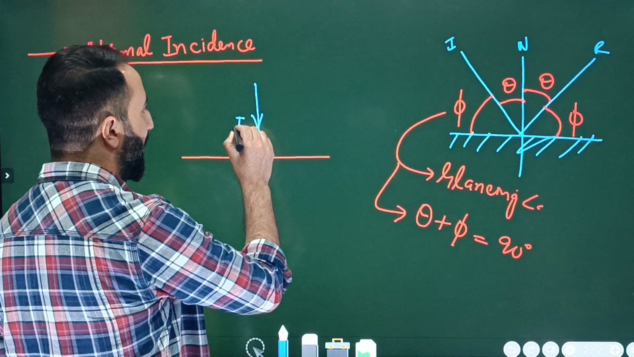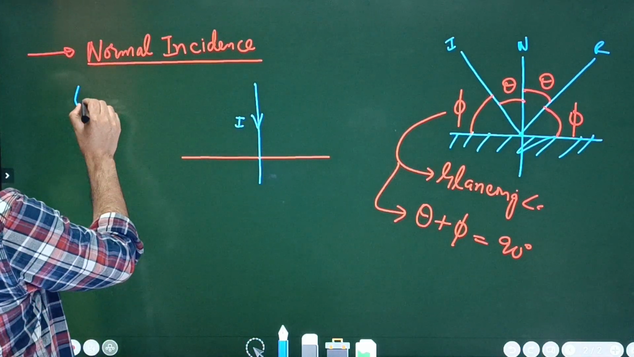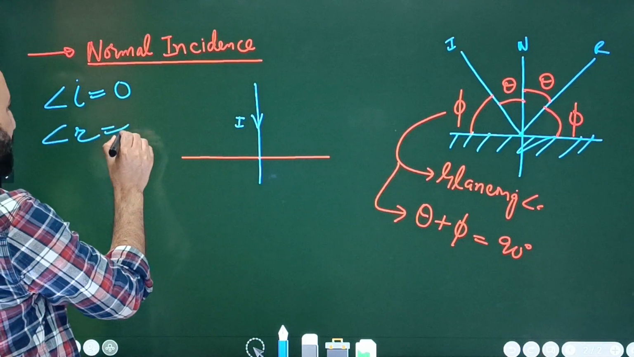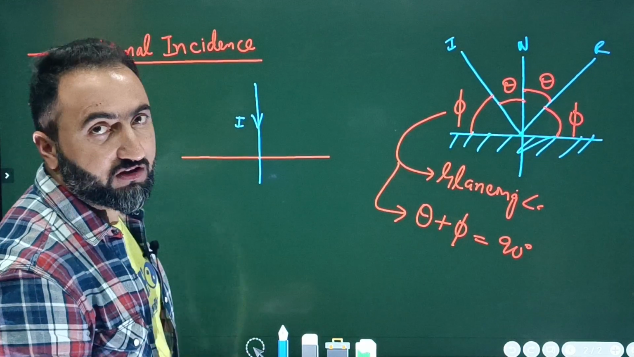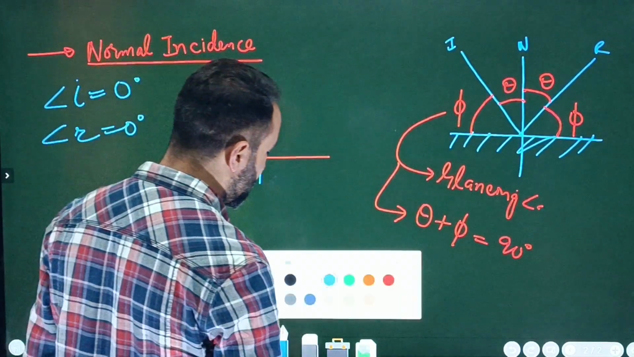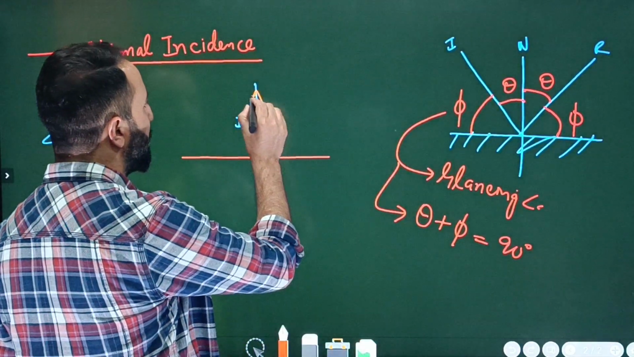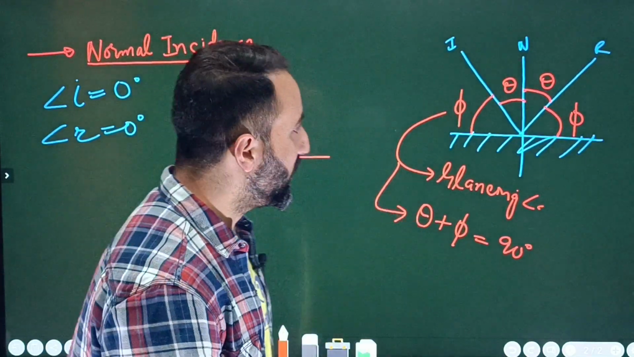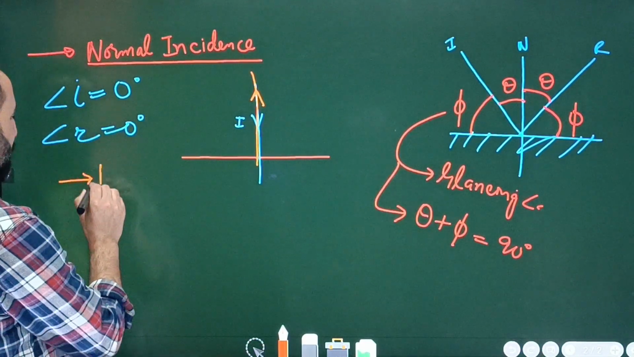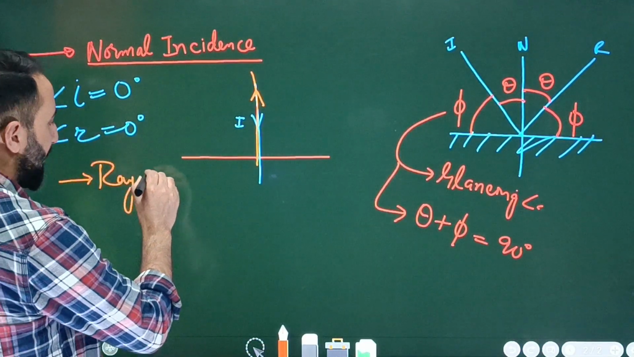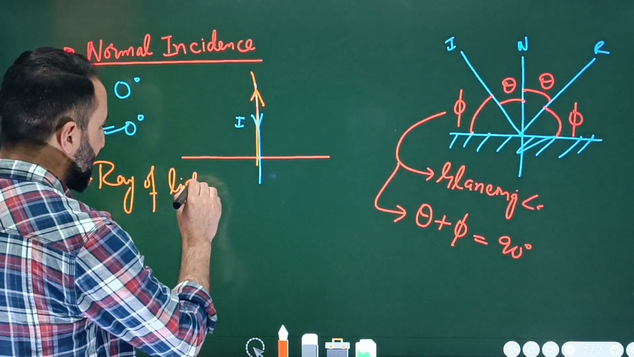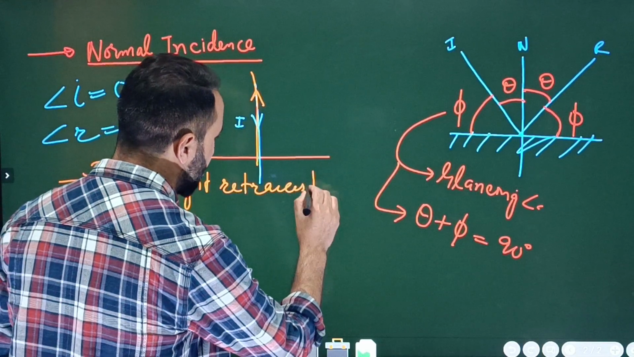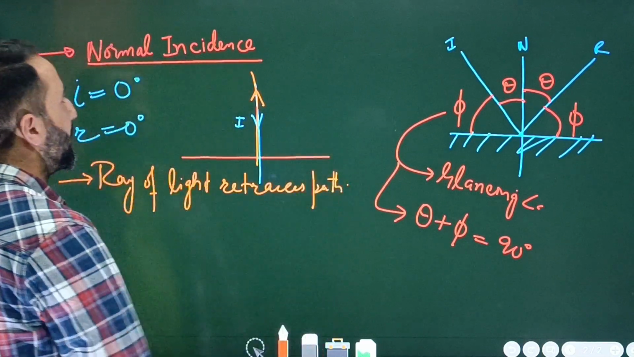Now a ray of light is along the incident ray. So this is the incident ray. And what is the angle of incidence? In this very case, the angle of incidence is simply equal to 0 degrees. And the angle of reflection has to be 0 degrees as well, because the angle of incidence must be equal to the angle of reflection. So the reflected ray will go, not in the same direction, but in the opposite direction, and will retrace its path. So in this case, the ray of light retraces its path.